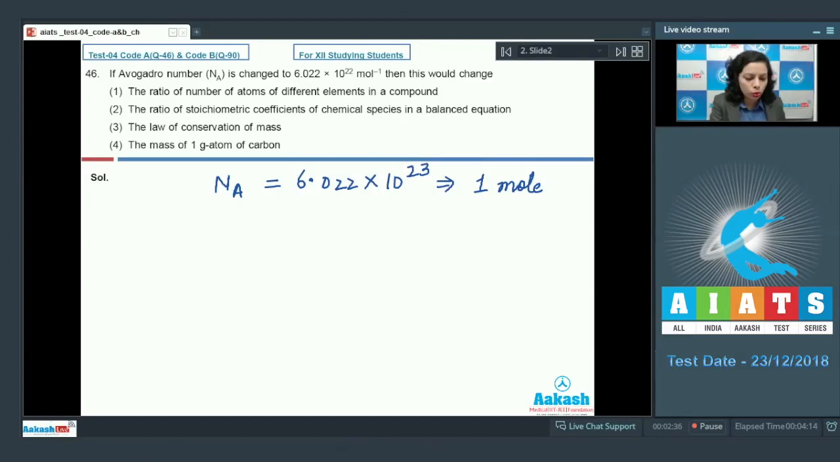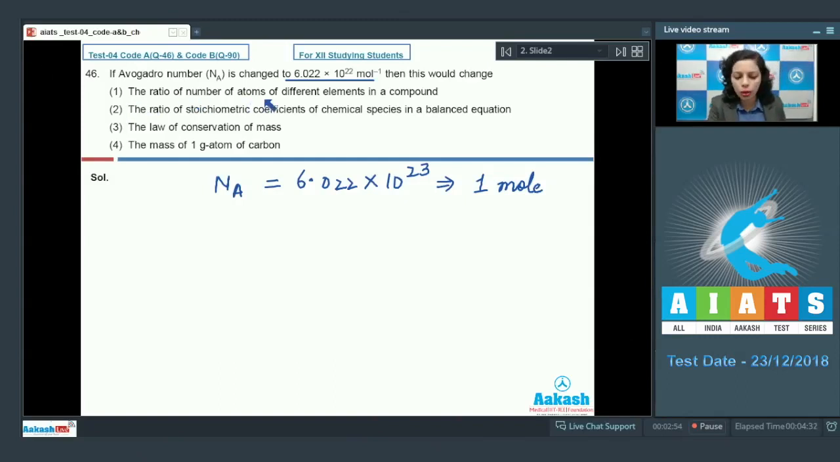Now what we are going to do here, we are just going to change this Avogadro number to 6.022 into 10 to the power 22 per mole. It means you are just going to change the number of the particles which are present in 1 mole. So what will it cause? Let's see the options given here.